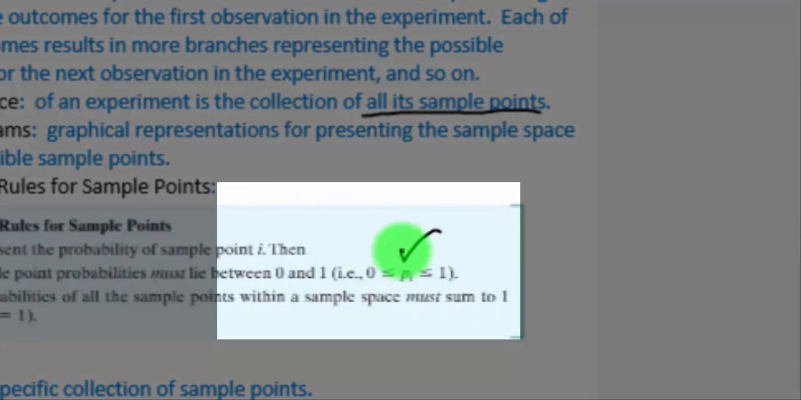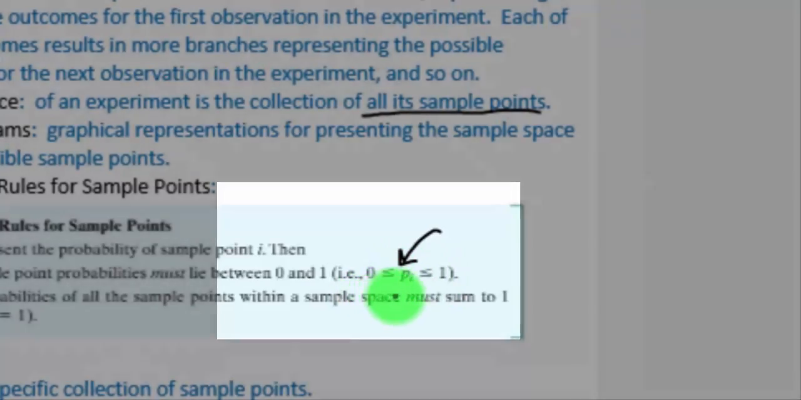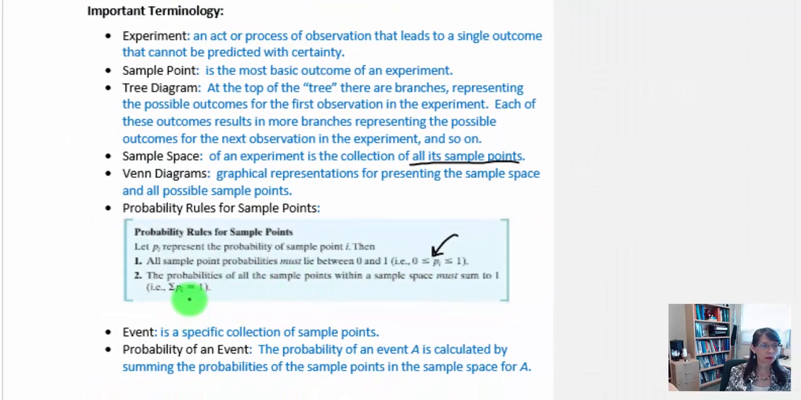So we can write that this way. 0 is less than or equal to the probability, which is less than or equal to 1. 0 represents 0%, and 1 represents 100%. So the only numbers that would make sense for the probability of our outcomes would be numbers between 0 and 1. The probability of all sample points within a sample space must sum to 1.